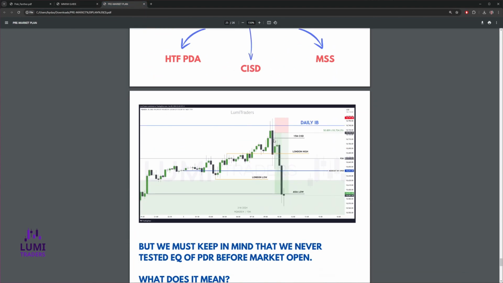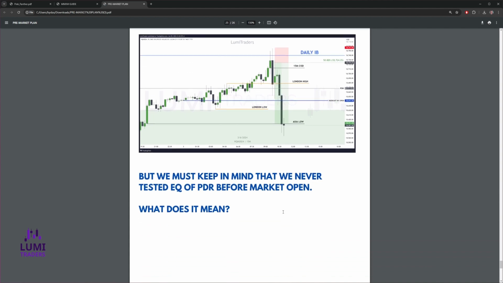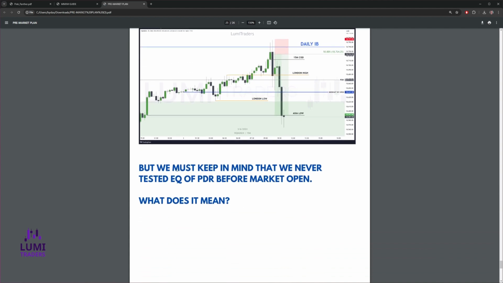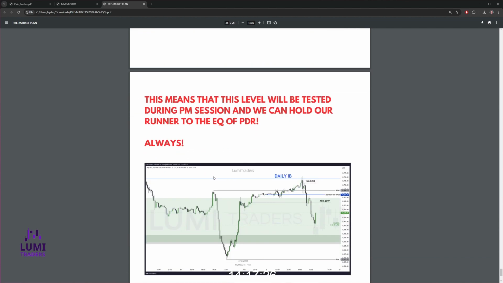Here is the setup. We got mean threshold retest, entry, stop loss, target profit Asia high, Asia low, and my final target is going to be equilibrium of previous day range. Once again, we must keep in mind that we never tested equilibrium of previous day range before market open. What does it mean? This means that this level will be our daily objective for the PM session. See, we did reverse from this level.